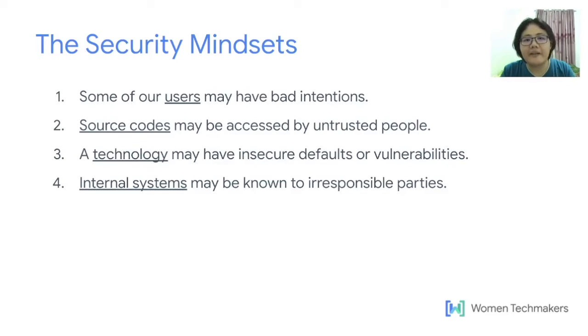Usually people are nice enough to share this kind of information. The fourth one is that internal systems may be known to irresponsible parties. So you can't rely on your internal system staying a secret from the employees of the company. You have to anticipate what if this internal system is known and exploited by irresponsible parties.